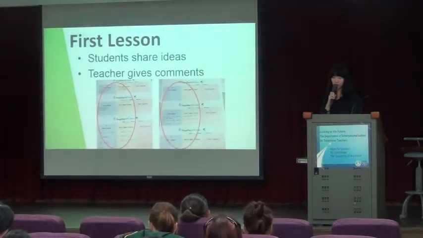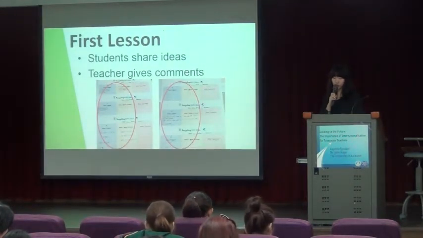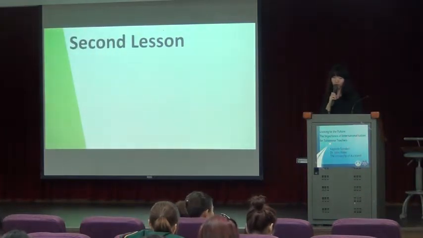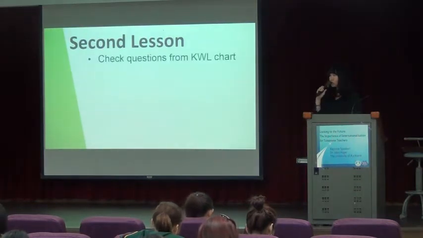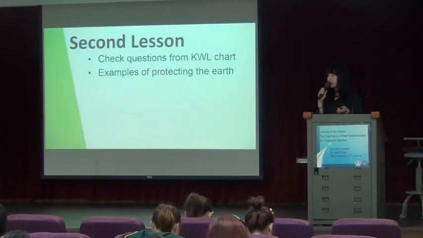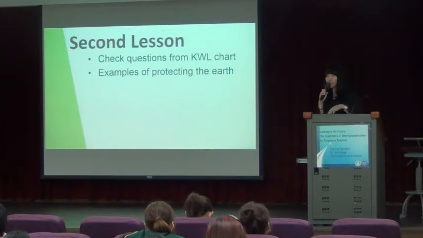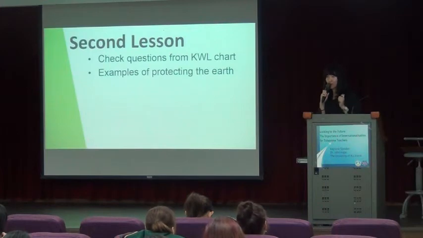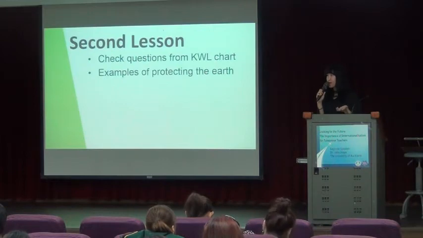You can see their first 2 columns, the questions they might have or the things they already knew about recycling. As for the second lesson, I checked the questions with them in the beginning. And I gave them some examples of what I've done for protecting the earth. For example, I bring my own bag or my own utensil every day. Actually, not every day. Sometimes I forget, but I try my best. Even today, I got my utensil and my straws. You can check later. And I invited my friends to have a beach cleaning this summer on my birthday.